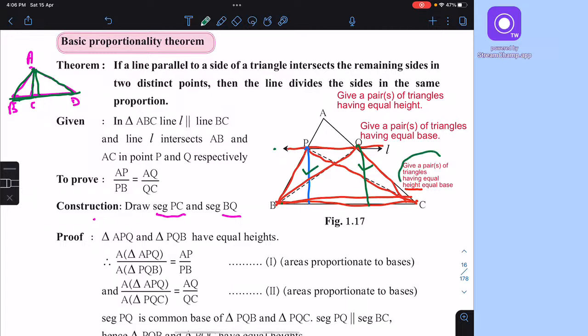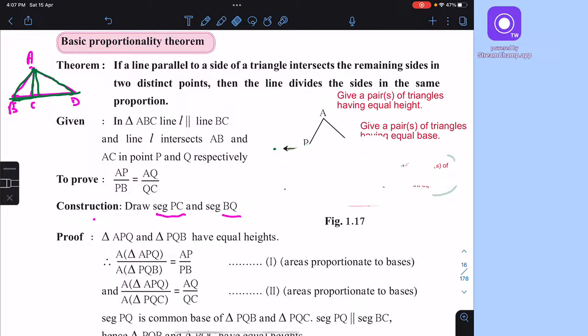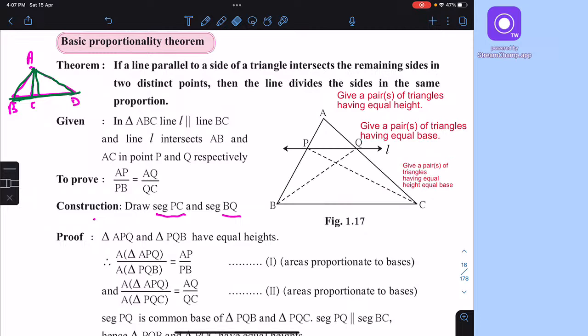If you want a pair of triangles having equal height and equal base, consider PQB and PQC. They have the same base PQ, and since they are between the two parallel lines, PQ parallel to BC, their heights are also equal. So these three things we are going to use in this theorem. Let us see how they have proved.